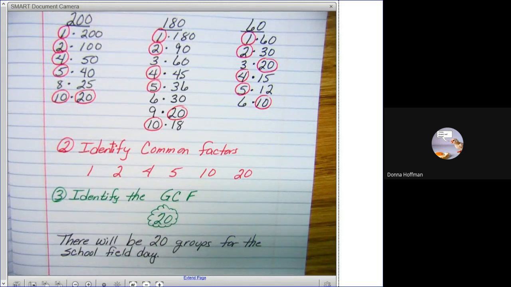And then, of course, finding the biggest one is the easiest. Identify the greatest common factor, and you write in a complete sentence. There will be 20 groups for the school field day.